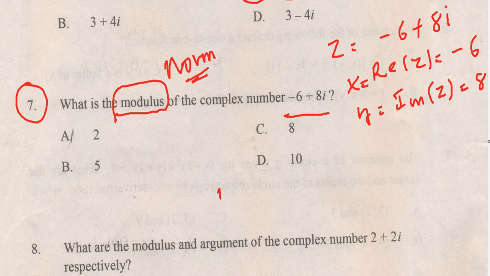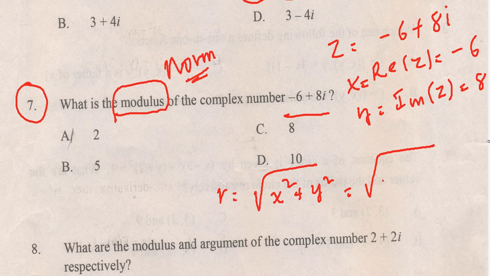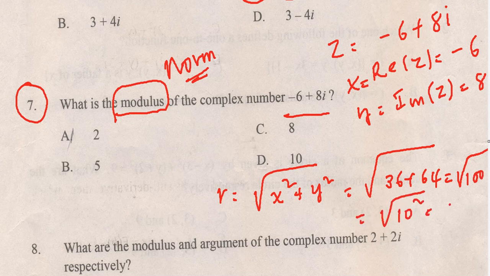And it is calculated by the formula r is equals to the real part squared, which is x squared, plus the imaginary part squared. So we will get minus 6 squared, positive 36, 8 squared, 64, and this will be square root of 100. And square root of 100 ማለት 10 square ስለሆነ we will get 10. So your answer is D. So modulus ማለት the length of the complex number ማለት.